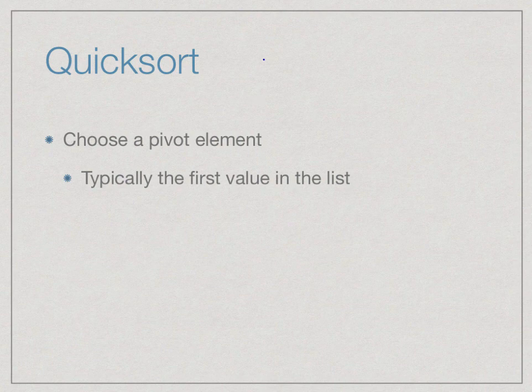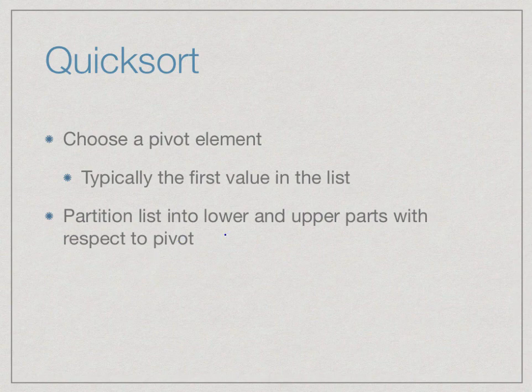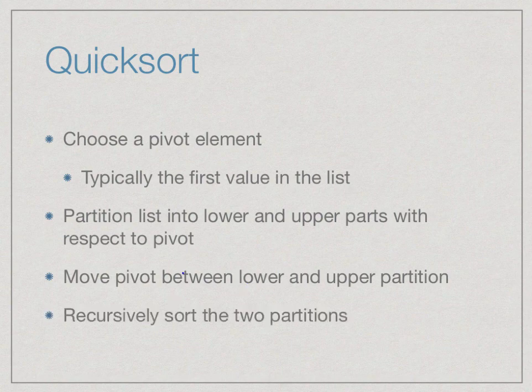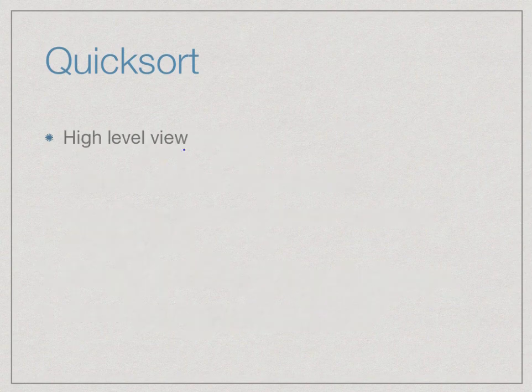So this algorithm is called Quicksort, and it is due to Tony Hoare. So you choose a pivot element, typically the first value in the list. You partition the list into lower and upper parts with respect to the pivot. So the lower part is everything smaller than or equal to the pivot. The upper part is everything greater than the pivot. And now you sort the two parts and move the pivot in between. Okay? And once you sort the two parts, with the pivot in between, everything is automatically in order.